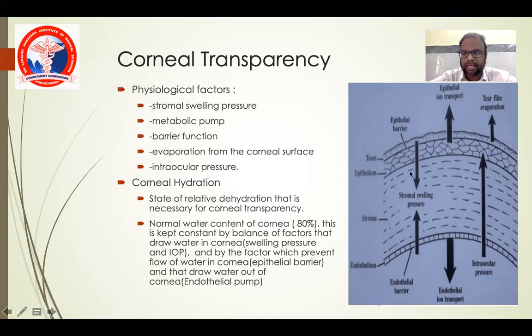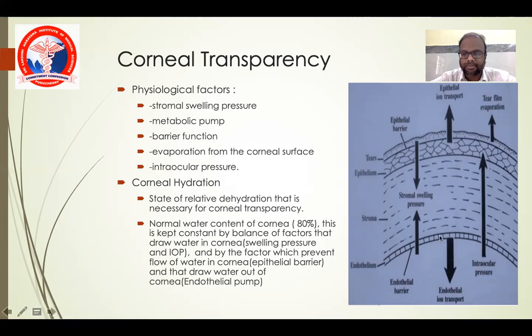And also there are barrier functions, the epithelial barrier and the endothelial barrier, which do not allow water to enter into the cornea, thereby maintaining the deturgescent state of the cornea, that is, a partly dehydrated clear state. Apart from this, there is constant evaporation of tear film from the surface of the cornea. This evaporation draws water from the epithelium, which in turn draws water from the stroma, thereby causing the cornea to remain in a partly dehydrated state.